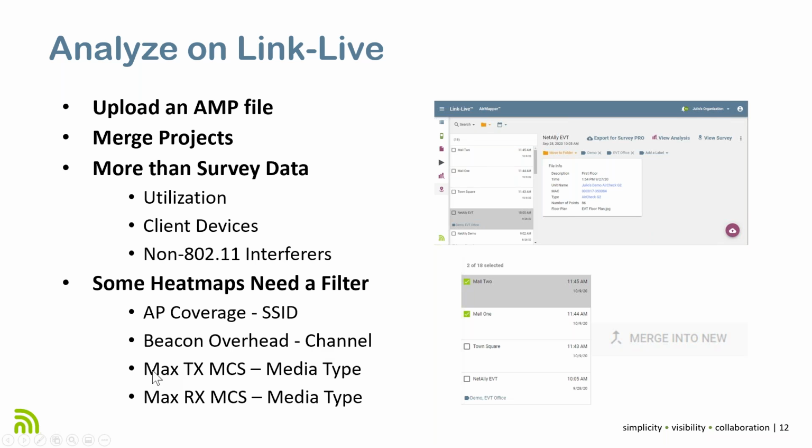And then for max transmit MCS or receive MCS, you need to select a media type. After all, as you guys know, the modulation and coding scheme options may change depending on the type of 802.11 technology you're using. So if you're using N, AC, or AX, there may be more options. For example, on AX, you have options 10 and 11, which are not available on AC. So you need to select a media type on the filter first, and then the MCS heat maps will become available.